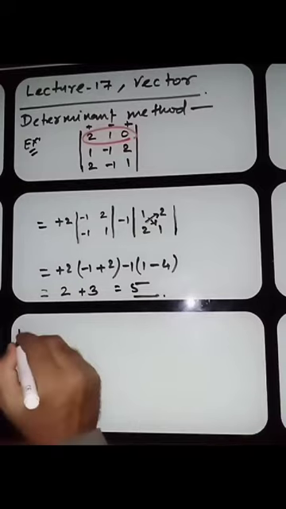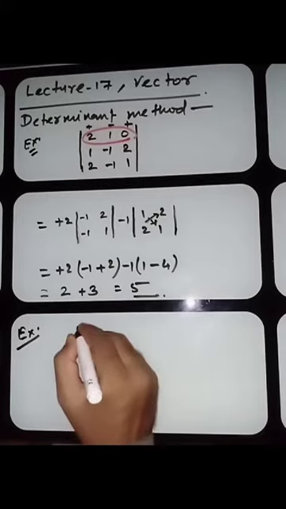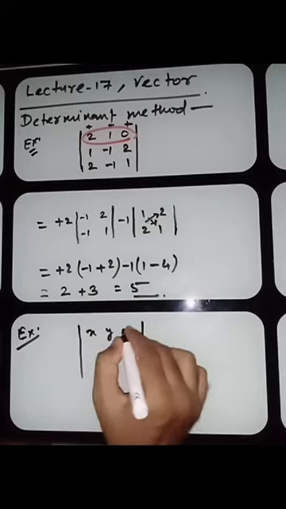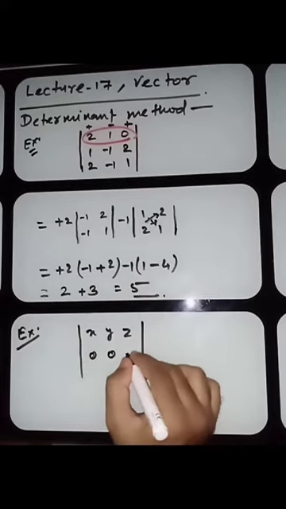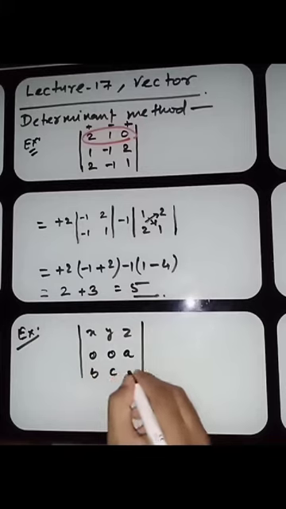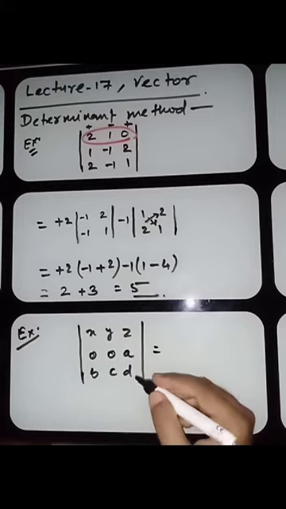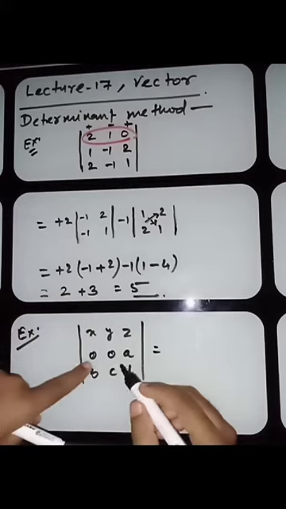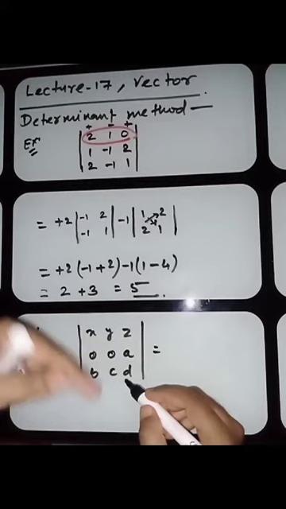Okay, one more question. All right, here I'm having a determinant of this type. Suppose x, y, z. This is a special determinant, and you will get the name of this determinant also. 0, 0, and suppose a, b, c, d. This is a 3 into 3 determinant we have to solve. Remember, whenever you find two members 0 in a column or row, try to solve the determinant with that member only.